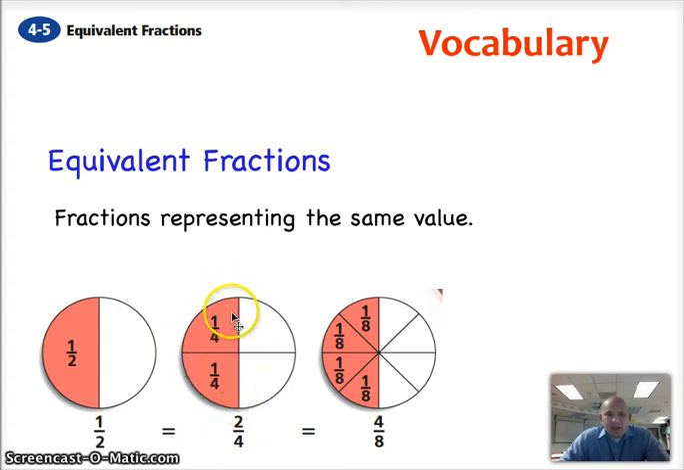fourths. So how many fourths are there in 1/2? Well, there are 2 fourths. So 1/2 is equivalent to 2 fourths, the same shaded area. Again, we see the same shaded area in the third circle. This time the entire circle has been divided into eighths. There are 8 parts to this circle, and 4 of those eighths are shaded in pink. So 1/2 is equivalent to 2 fourths is equivalent to 4 eighths. These are equivalent fractions.